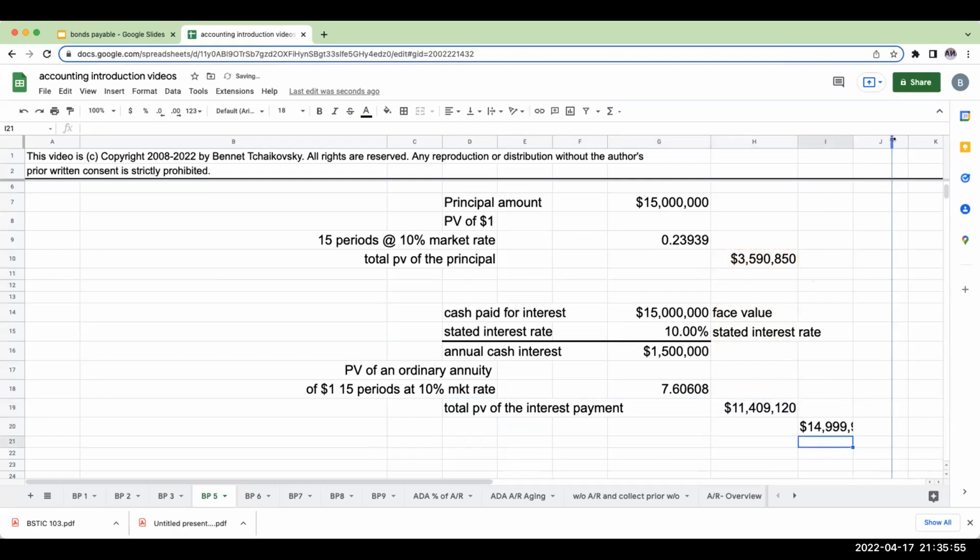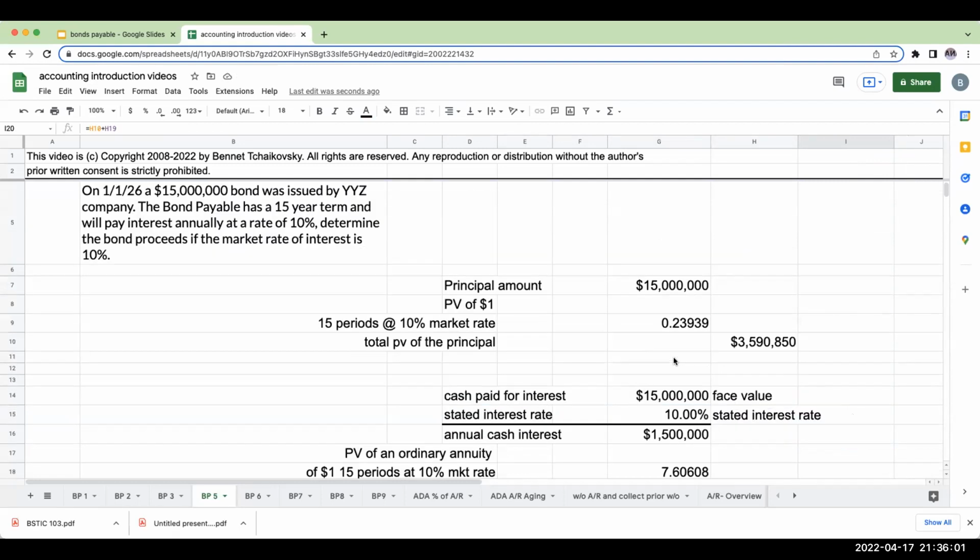When I add these two amounts up, I'm going to get 14,999,970. It's almost $15 million. It's just an issue with the rounding.